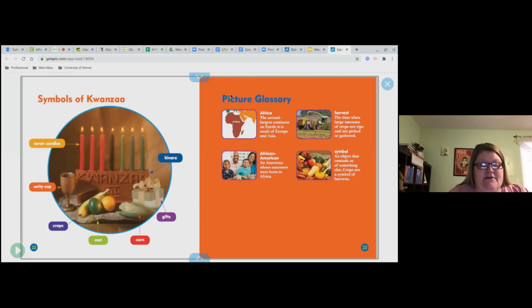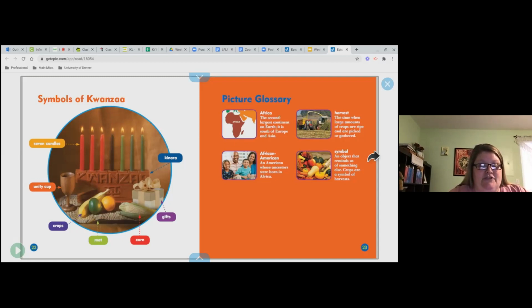This next section, remember, is called the picture glossary. And so it says, Africa, the second largest continent on Earth. It's south of Europe and Asia. Harvest is the time when large amounts of crops are ripe and are picked and gathered. African American is an American whose ancestors were born in Africa. Last one is symbol, an object that reminds us of something else. Crops are symbols of harvest. It stands for their prosperity.